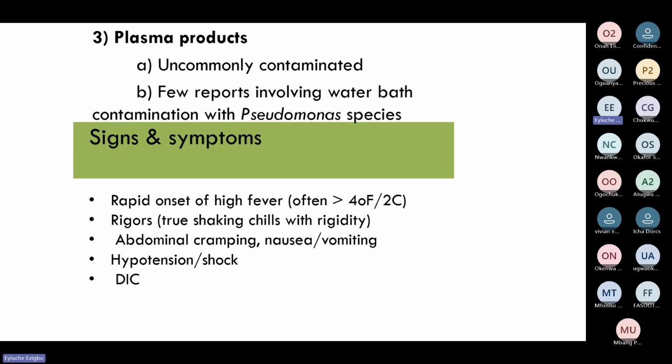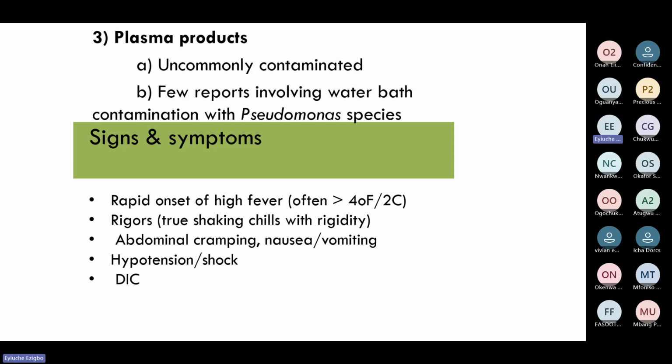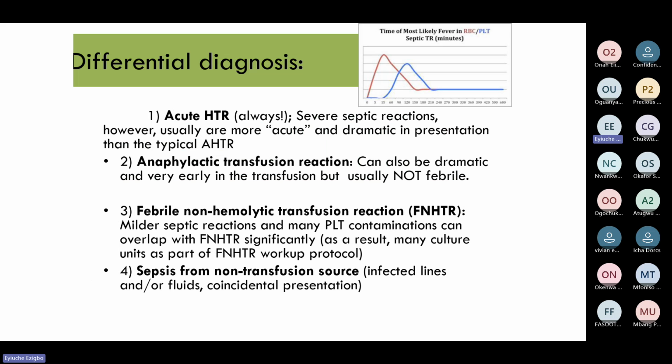So what are the signs and symptoms of febrile non-hemolytic transfusion reactions? There is a rapid onset of high fever, often greater than 104 Fahrenheit or 2 degrees centigrade rise, with rigors, shaking, chills, with rigidity. We have abdominal cramping, nausea, and also vomiting, hypotension and shock, and disseminated intravascular coagulation. These are some of the signs and symptoms.